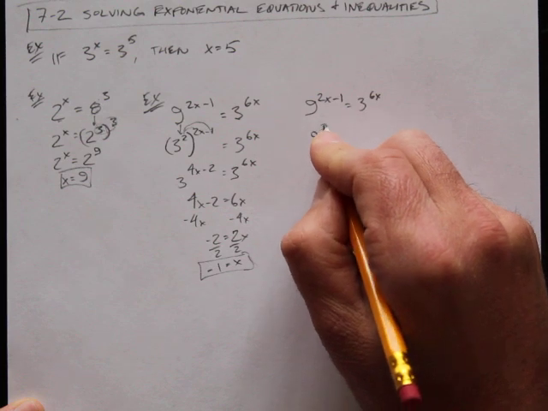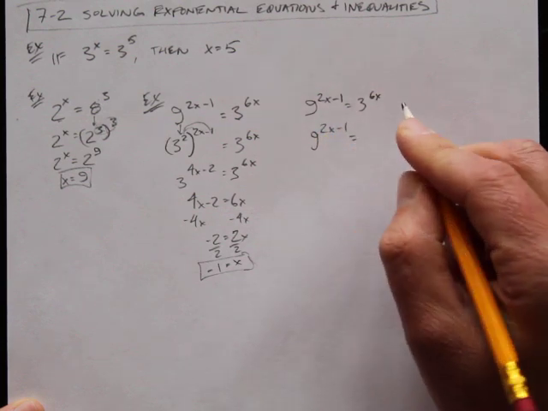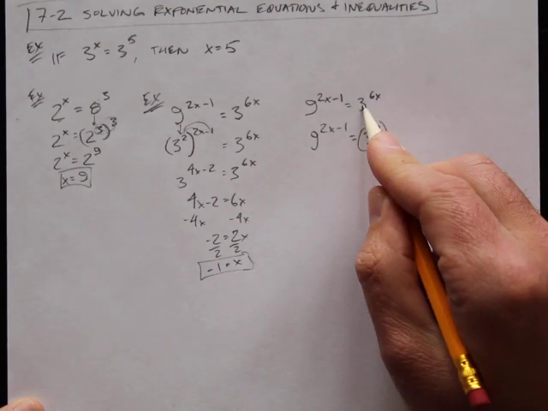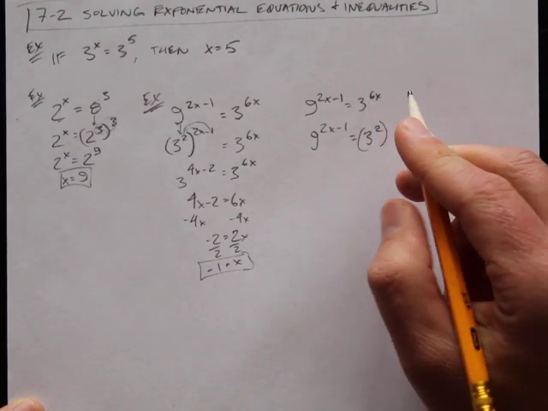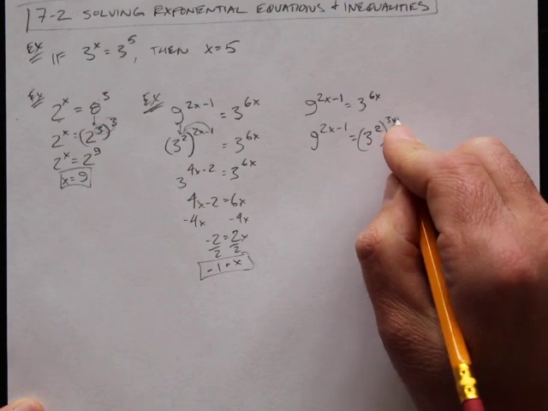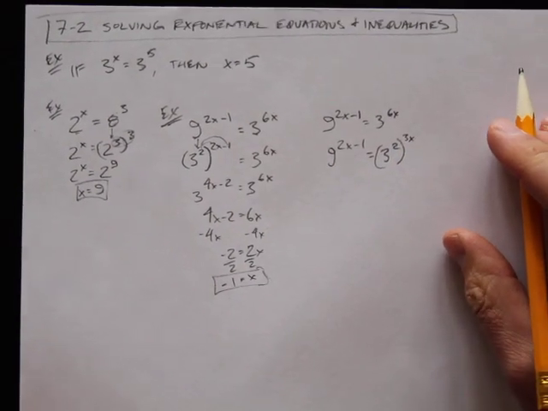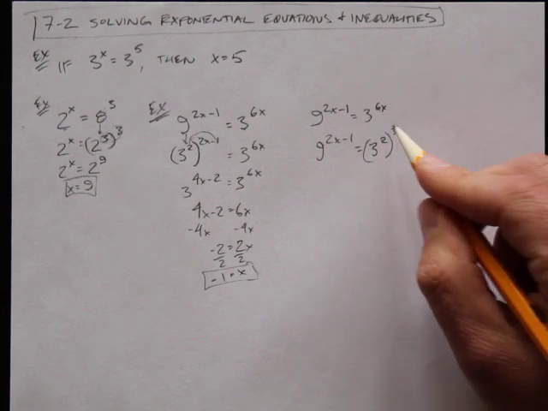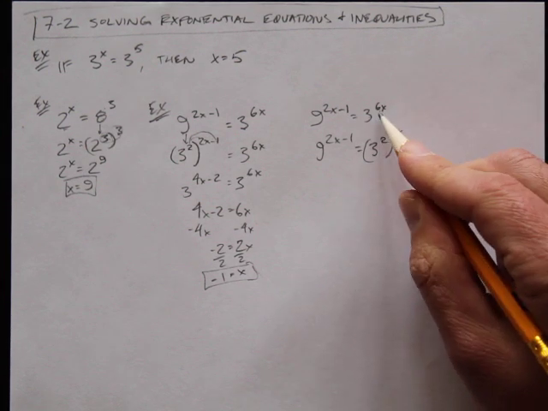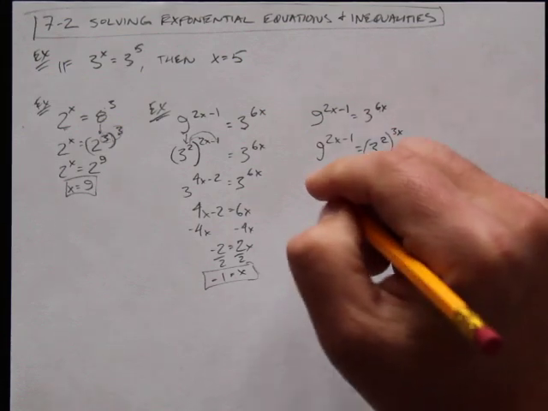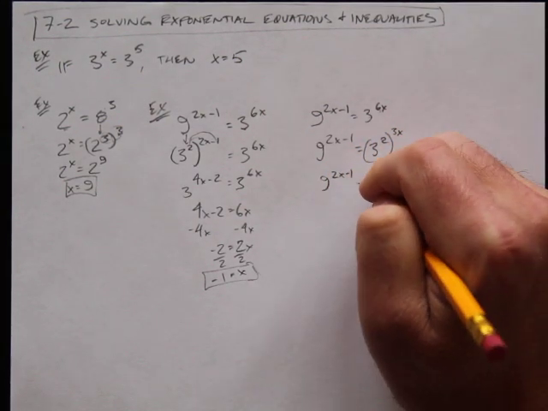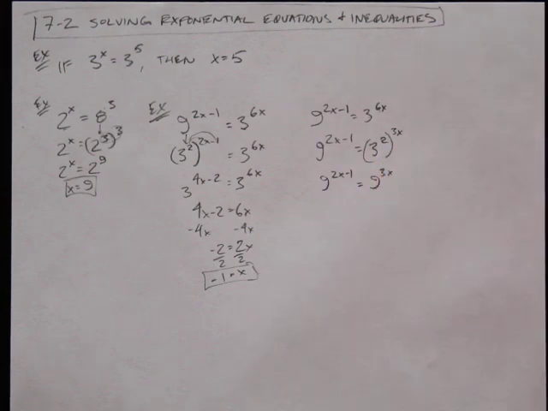So 9 to the 2x minus 1 equals 3 squared, and then in order to get 3 squared out of here, I've got to have it to the 3x. So when I multiply 2 times 3, I get 6. And so I needed to divide that 2 out of that 6 in order to put it here. And so now I have 9 to the 2x minus 1 equals 9 to the 3x.